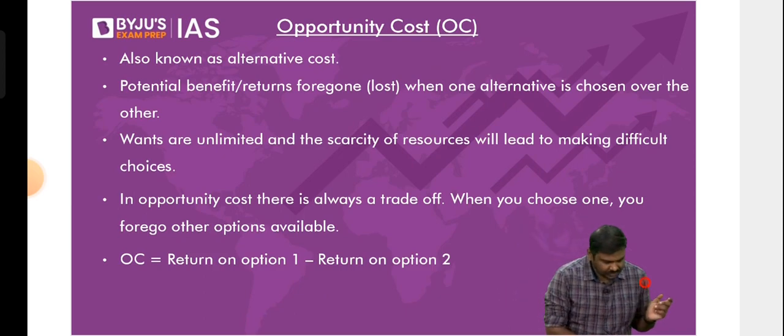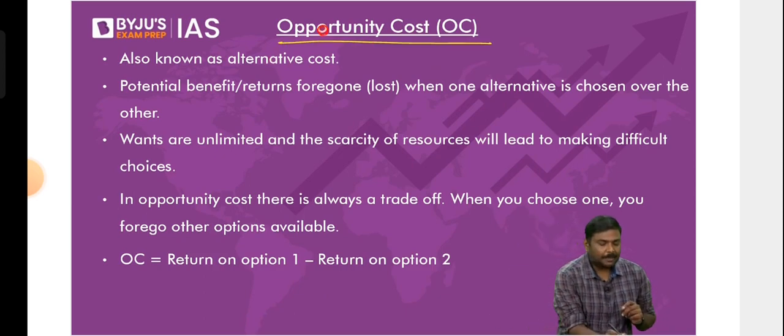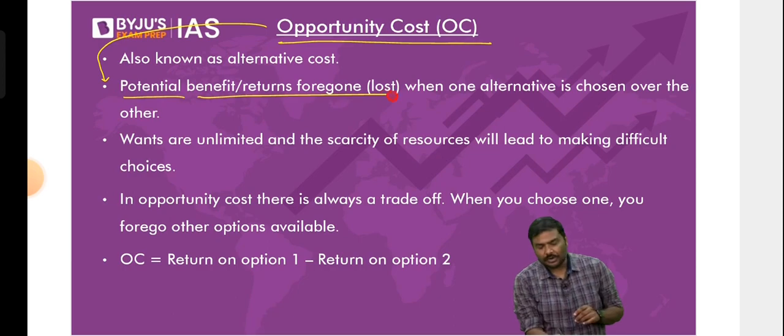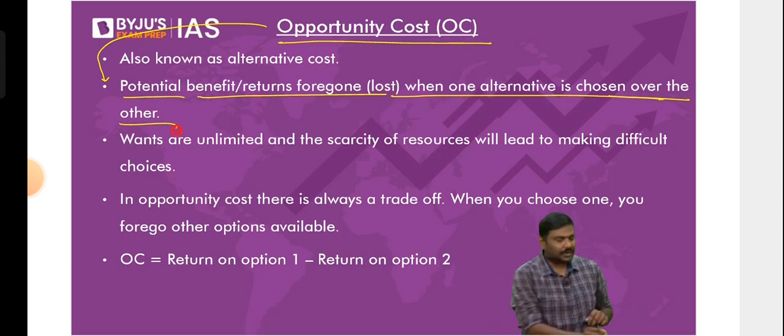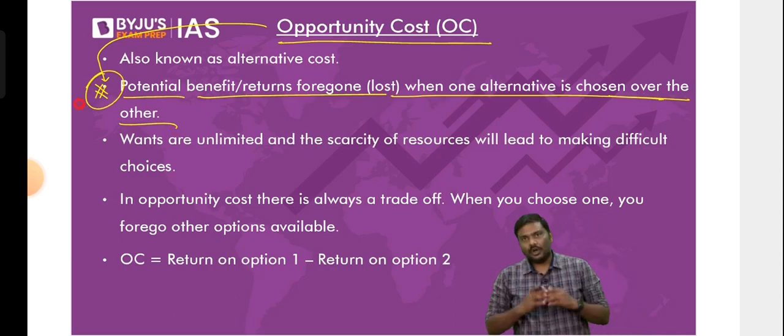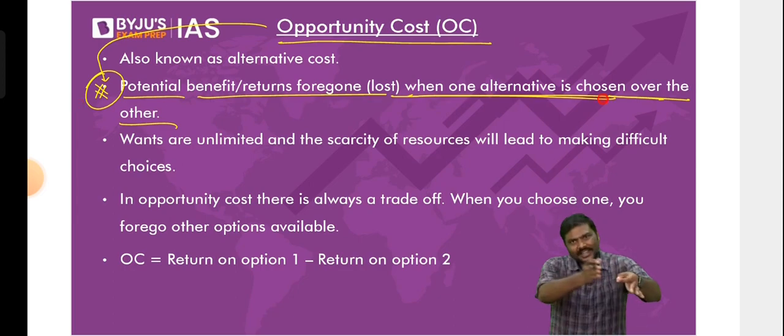OC, opportunity cost. Now, what is opportunity cost? First and foremost, let me start with the definition. Opportunity cost refers to the potential benefit or returns which are foregone when one alternative is chosen over the other. That is the definition. So opportunity cost is the potential benefit that you forego or lose when you make one choice over the next best alternative that is available to you.